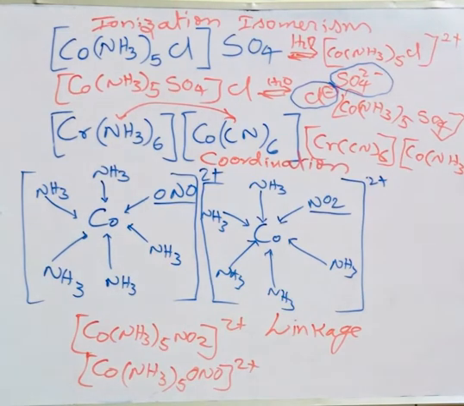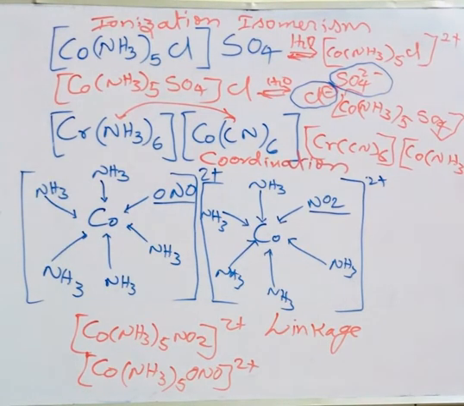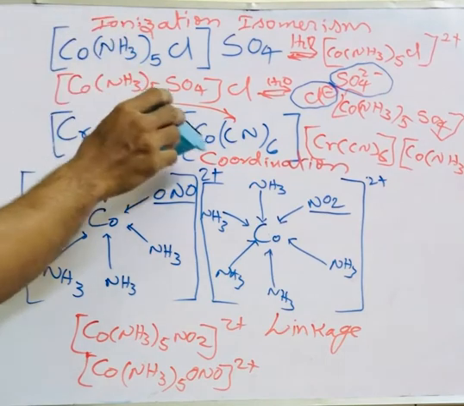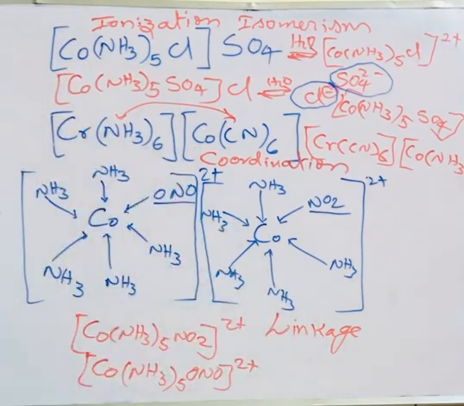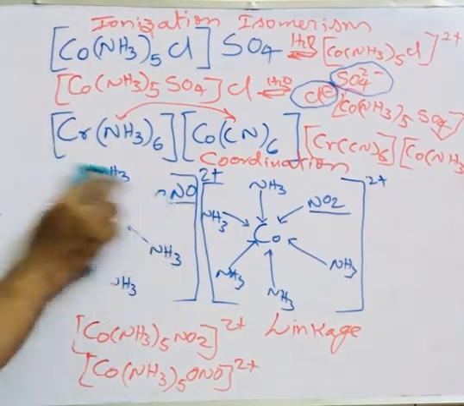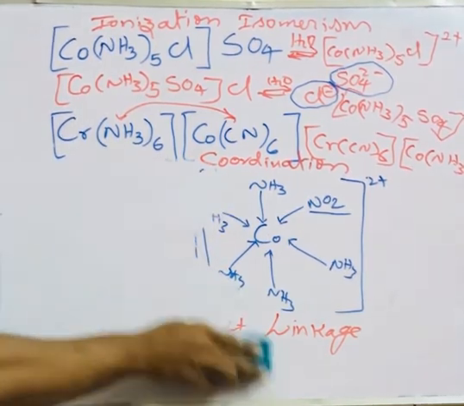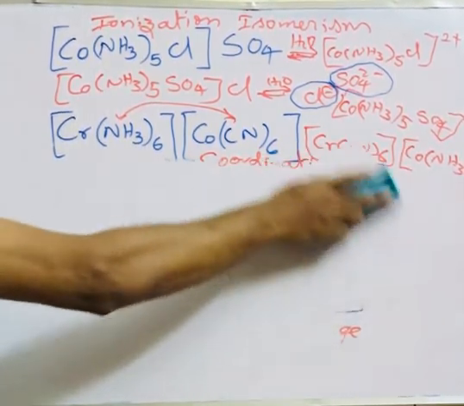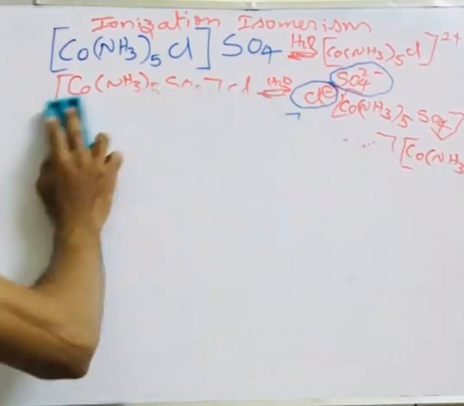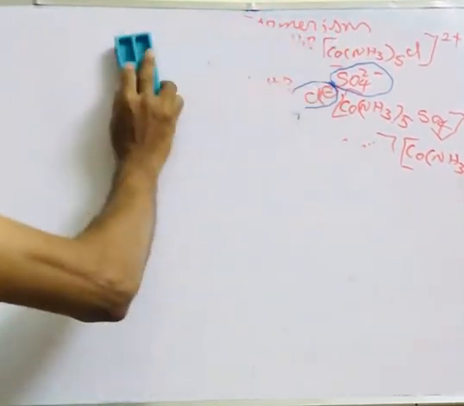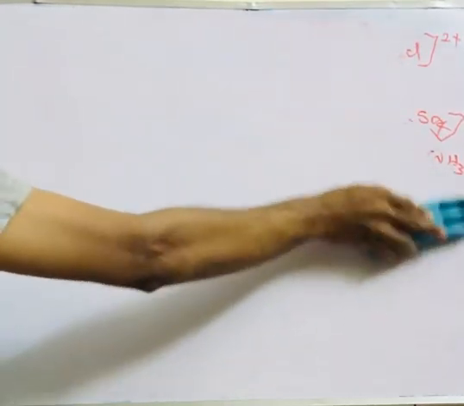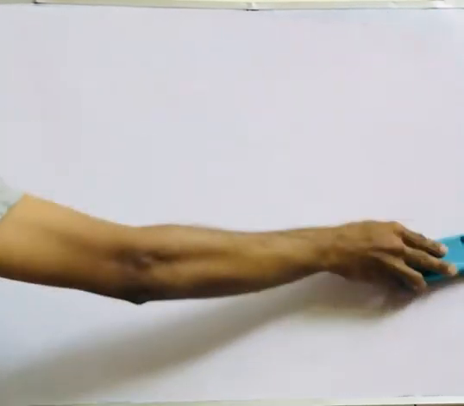They will ask you to give some examples of linkage isomerism, or they will give this compound and ask you to identify what type of isomerism it has. So like this we can have different types of examples for ionization isomerism, coordination isomerism, and linkage isomerism. Now we will see some more isomers, and then we will try to identify what type of isomerism the given compounds have, or try to give some examples for these isomers.